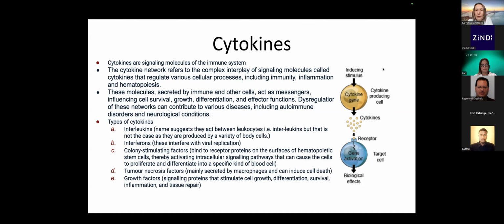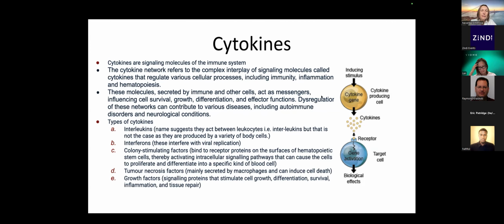So on the right side, there is a very simple diagram. So there is cytokine gene that's represented as a circle. There could be some external inducing stimulus. And this cell in the cytokine gene is producing cytokines, meaning proteins, that then interact with the receptor on a different cell. So this causes gene activation in the target cell, and then there are downstream biological effects. I have to redact myself. So the cytokine gene, it is not the circle, it's the cell in this figure.